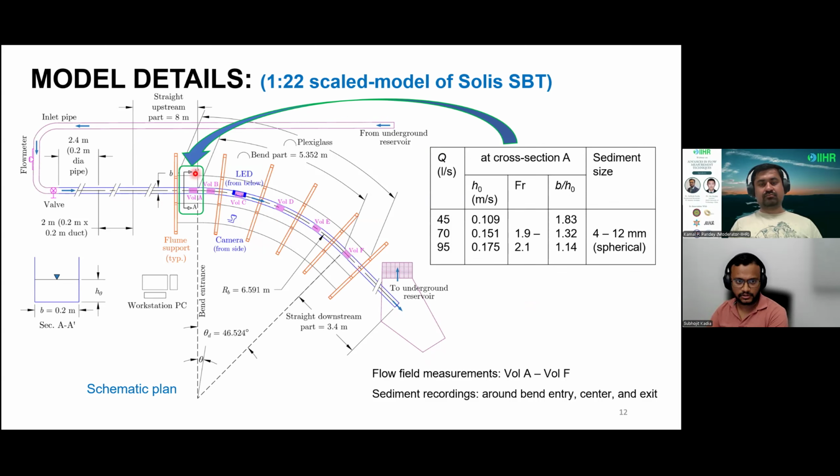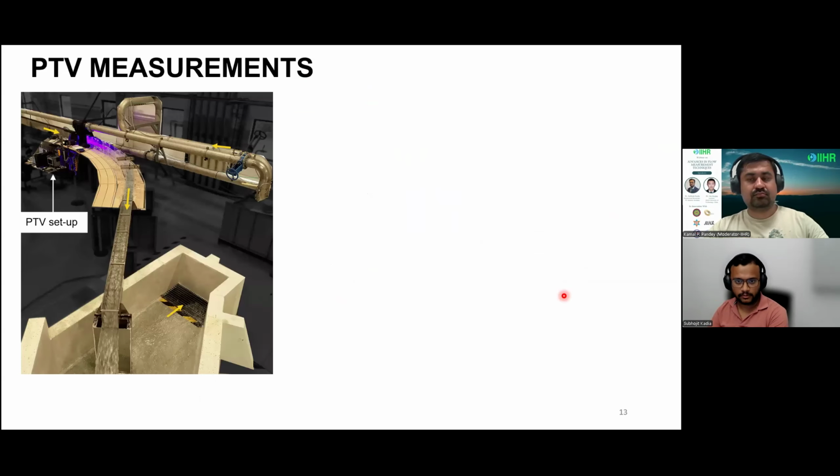That is at the entrance of the bend, at the midway of the bend, and in the downstream of the bend. 3 different supercritical narrow channel flow conditions were tested as shown in the table, and spherical sediments from 4 to 12 millimeters were injected 4 meters upstream of the bend, and then the lateral movement of these particles was inspected using a high-speed camera.